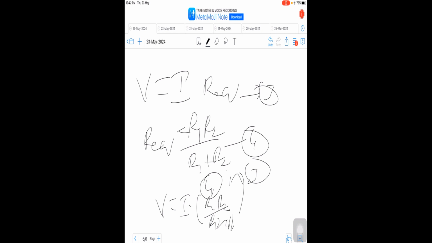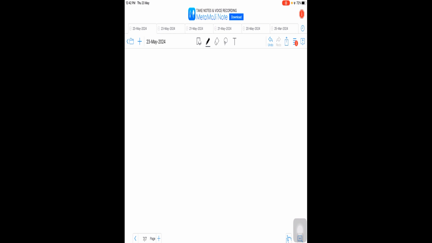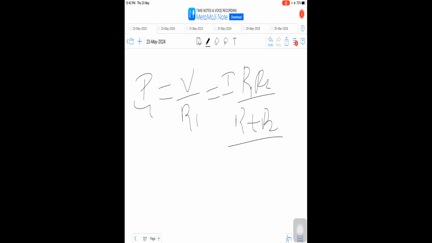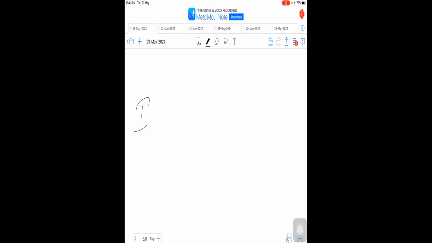So next, substituting equation 5 in equation number 1, we get I1 is equal to V divided by R1, that is I into R1 R2 divided by R1 plus R2, divided by R1. So cancelling out the common terms, what will remain here? I into R2 divided by R1 plus R2. Similarly, we get I2 is equal to I into R1 divided by R1 plus R2.